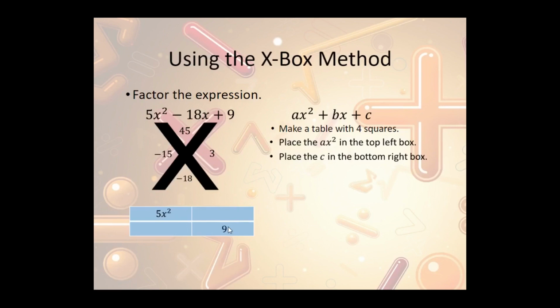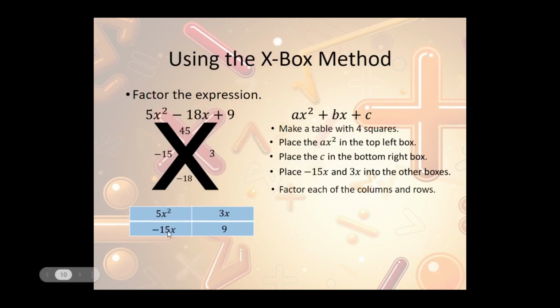Now we're going to place negative 15x and 3x into each one of the boxes. And it doesn't matter which one you place it in. So we'll put negative 15 there and 3x here. Now we're going to factor out what we can, trying to find a common factor. So between 5x squared and 15x, there's a 5x in common. So that's what we would factor out. So we'll go ahead and just put it at the top of the box.